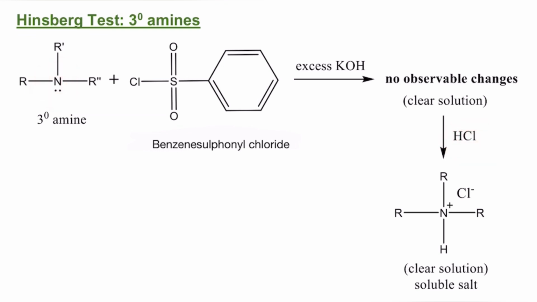Sebab tu structure dia adalah ionic soluble salt. Bila saya cakap ionic, maksudnya awak kena ada charge ion positif dengan negatif bersebelahan antara satu sama lain. So this is our clear solution that we will form from tertiary amine bila dia buat Hinsberg test.